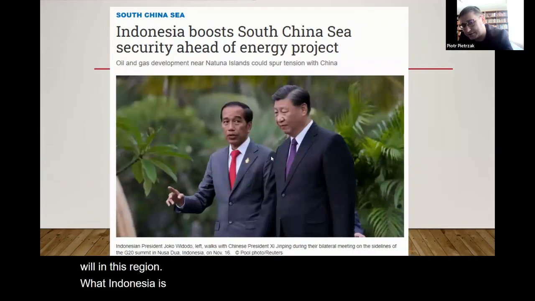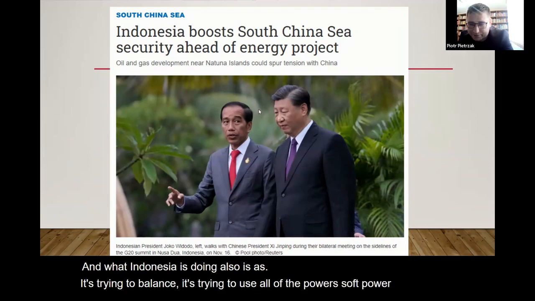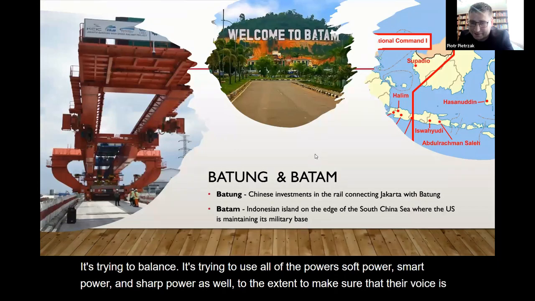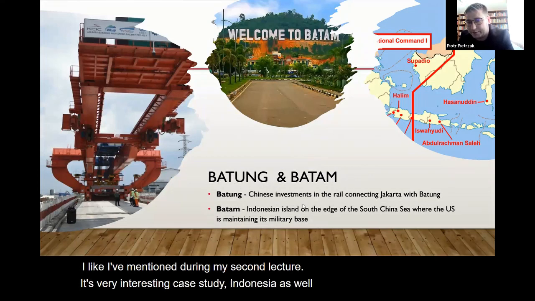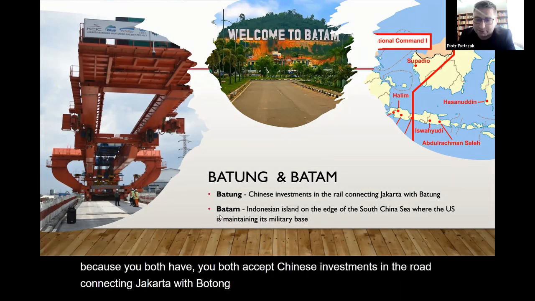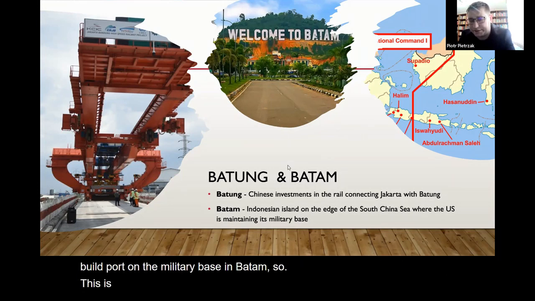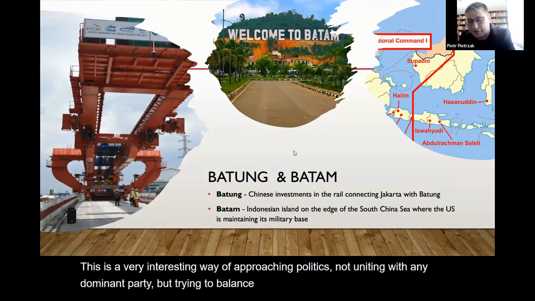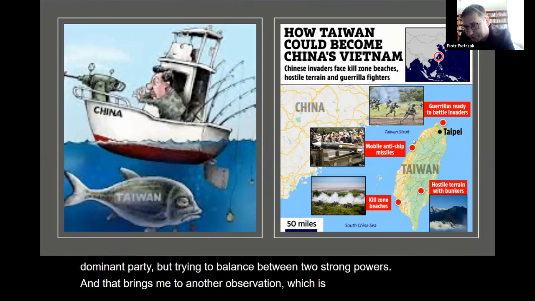What Indonesia is also doing is trying to balance, trying to use all of the powers, soft power, smart power, and sharp power as well, to make sure that their voice is being heard. Like I've mentioned during my second lecture, Indonesia is a very interesting case study from my perspective, because you both accept Chinese investments in the road connecting Jakarta with Bandung, and you also allowed Americans to build the port and the military base in Batam. So this is a very interesting way of approaching politics, not uniting with any dominant party, but trying to balance between two strong powers. And that brings me to another observation, which is Chinese policy towards Taiwan.